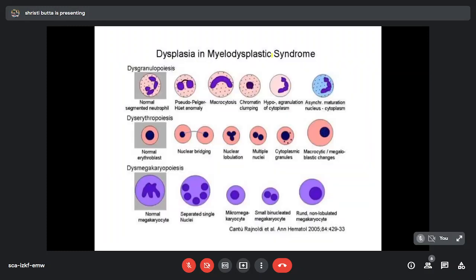Now, dysplasia, as I've already said, can be dysgranulopoiesis, dyserythropoiesis, or dysmegakaryopoiesis. Dysgranulopoiesis may be associated with pseudo-Pelger-Huet anomaly, macrocytosis, chromatin clumping, and hypogranulation. Dyserythropoiesis shows nuclear bridging, nuclear lobulation, multinuclei, and cytoplasmic granules. Dysmegakaryopoiesis may show micromegakaryocytes, that is, hypo- or hyperlobated megakaryocytes.